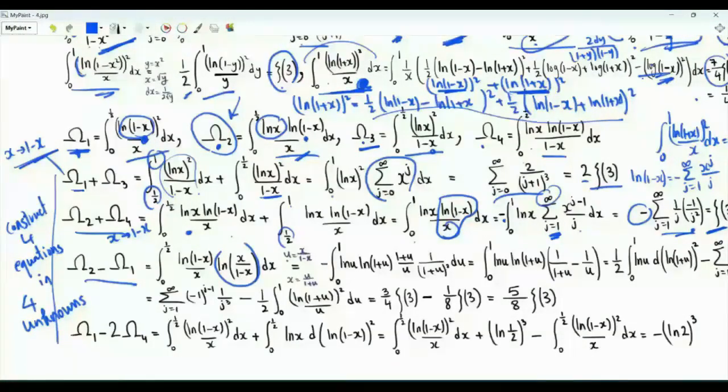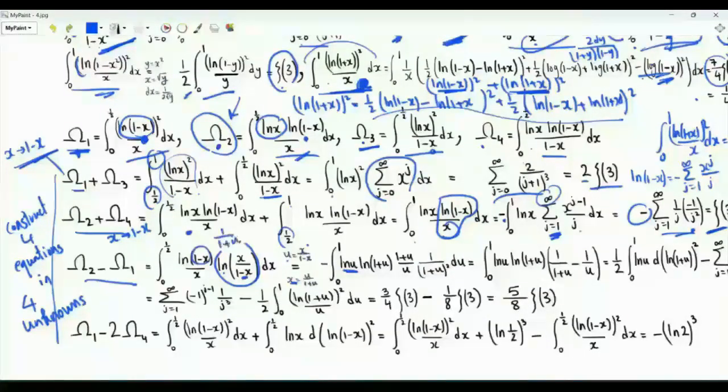Do the change of variables, u equal to x over 1 minus x. When x is 0, u is equal to 0. When x is 1/2, u is equal to 1/2 over 1/2. That's 1. ln of x over 1 minus x is ln u. X is u over 1 plus u.